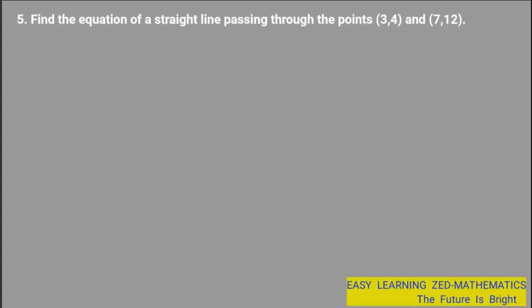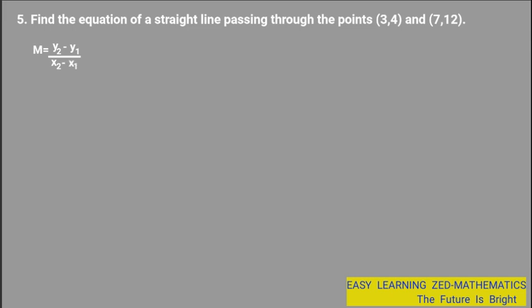Okay, question 5 is, find the equation of a straight line passing through the points (3, 4) and (7, 12). To find the equation of a straight line, first we're going to find the gradient, which is the slope of the line. To find the gradient of a straight line, we use this formula, which is m is equal to (y2 minus y1) over (x2 minus x1). Okay, so that is the formula we use.